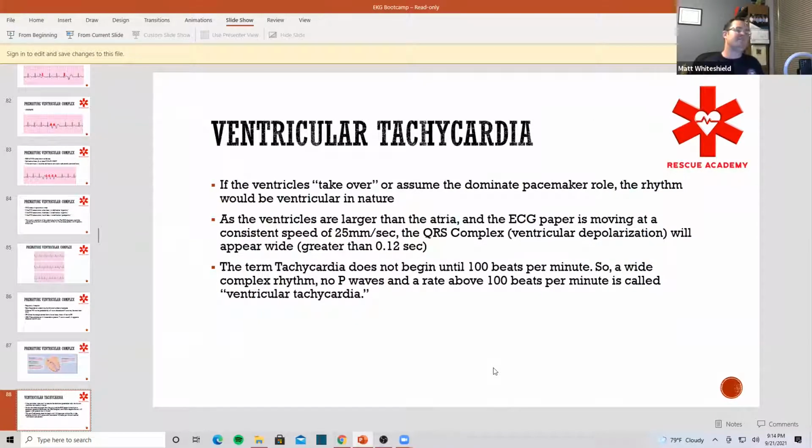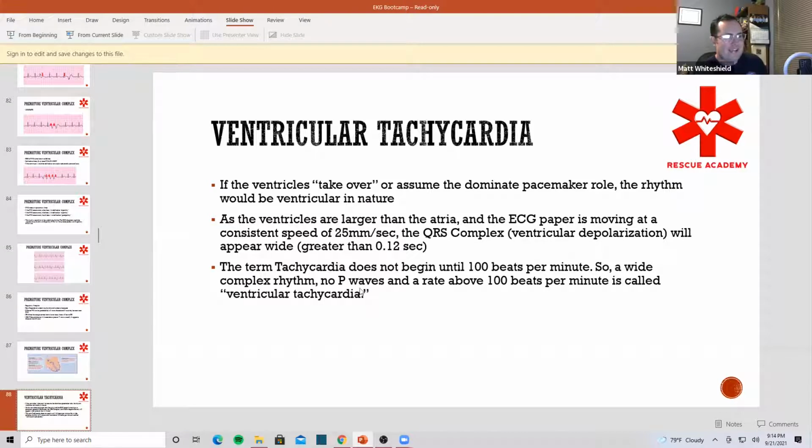All right, Vtac. The ventricles took over, right? Or assumed the dominant pacemaker role. The rhythm is now ventricular in nature. Now, what does it mean for it to be ventricular in nature? Remember, the QRS is going to be wide, right? It's going to be wide and complex.